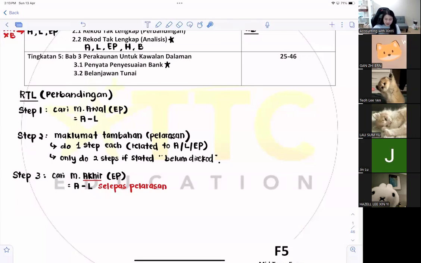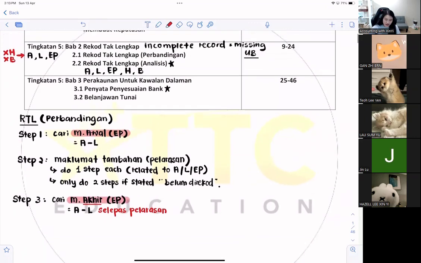You cannot tell me that, oh, step 1, I do model awal. Step 2, I straight away do model RQ. Cannot, because it has to be after pelarasan. Okay. So once these are all done, the main component of kaedah perbandingan is found already. We have our model awal. We also have our model RQ.